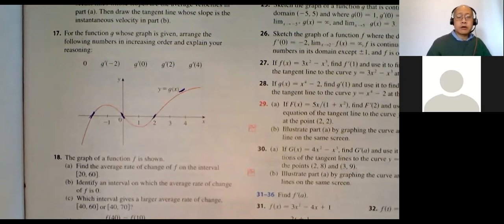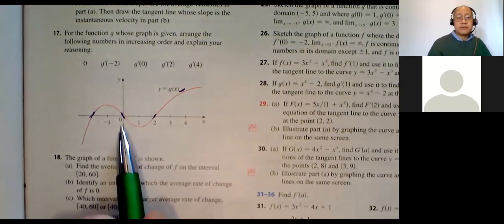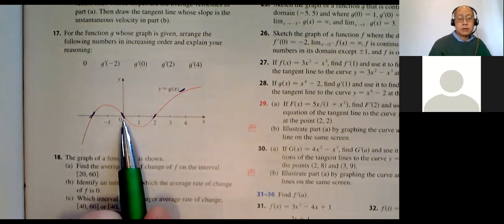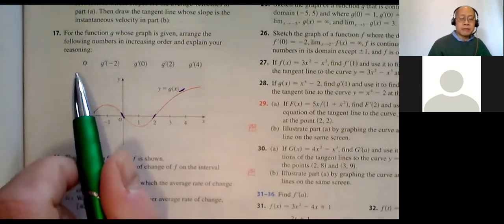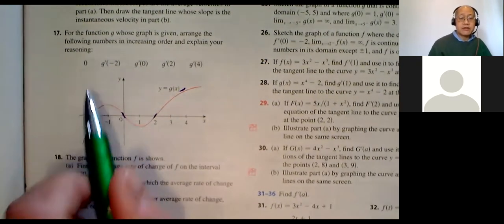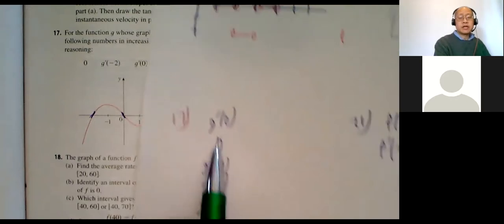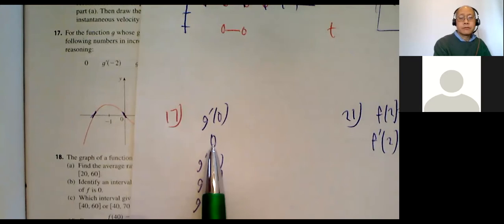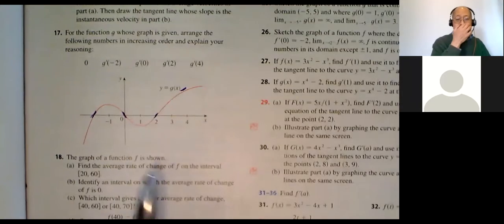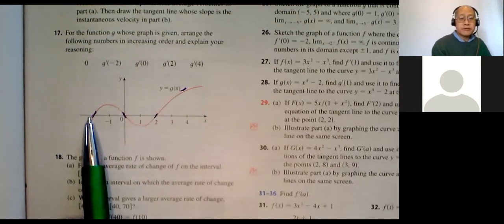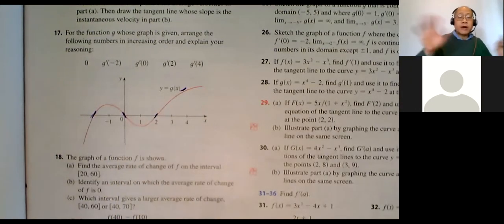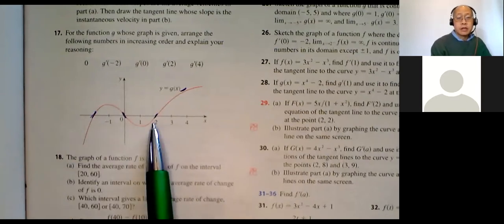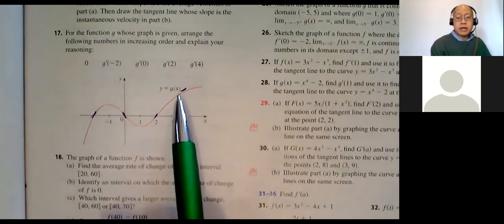So put them in increasing order. Well, there's only one that's negative right here, so it's G prime of 0. And then the number 0. This is negative, that's 0. So for 17, G prime of 0 first, and then 0. All the others are positive slopes, aren't they? G prime of -2, slope there. Again, it's not the Y coordinate, it's a slope. And G prime of 2 and G prime of 4.